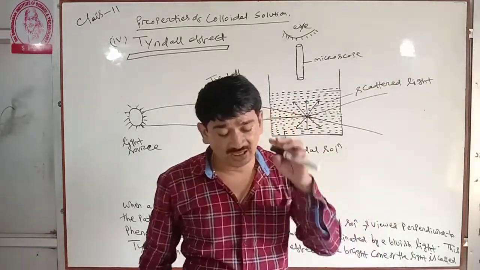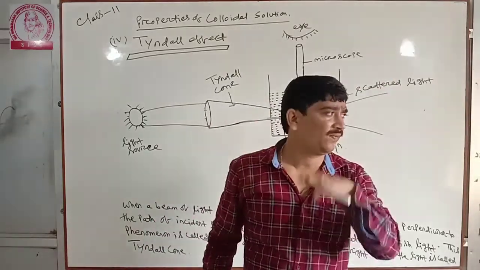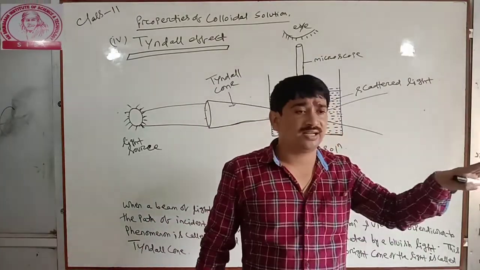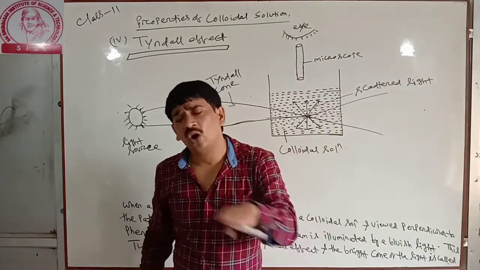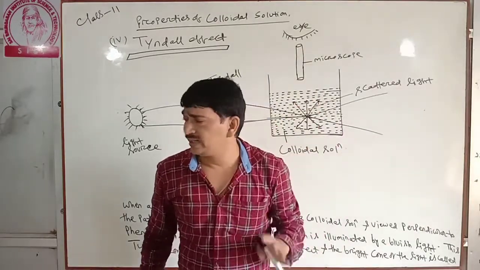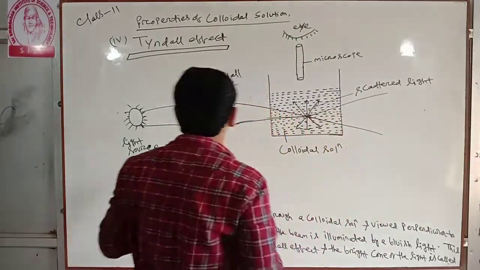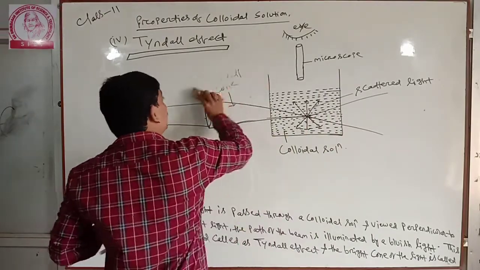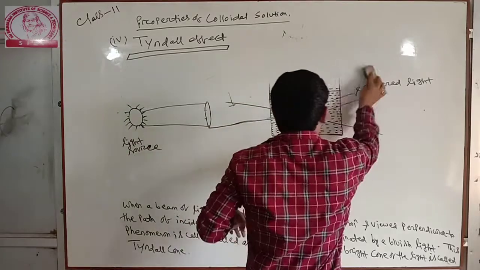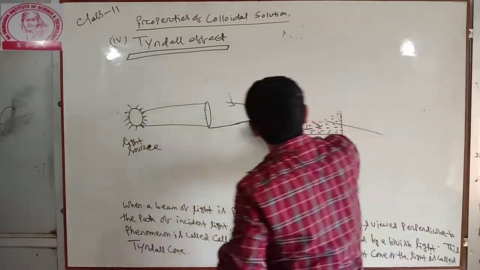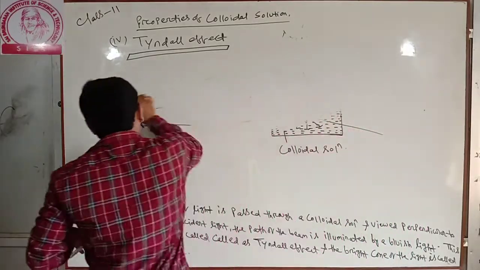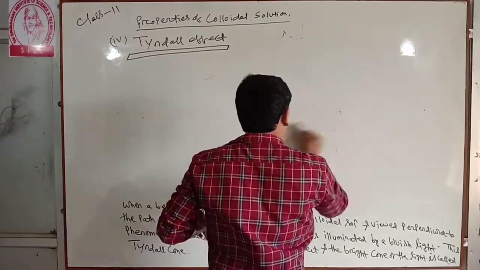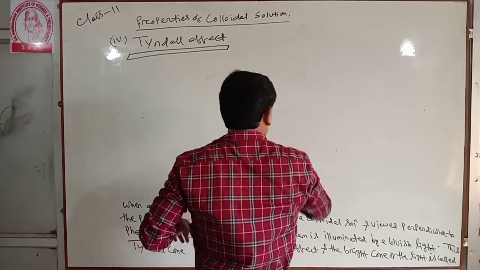The Tyndall effect is due to the fact that the colloidal particles present in the colloidal solution scatter light in all directions in space. So first you write the definition, then this figure, next this point and one example. It is a 3-mark question. The Tyndall effect is a very important question in this year's council exam.